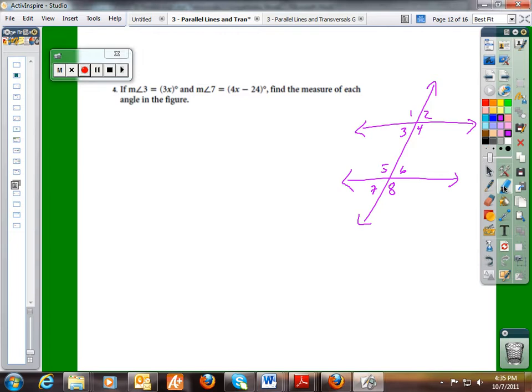In this problem, we see that the measure of angle 3 is 3x. So I'm going to come over to angle 3 and write in 3x. I also have that the measure of angle 7 is 4x minus 24. So I'm going to write that in as well.